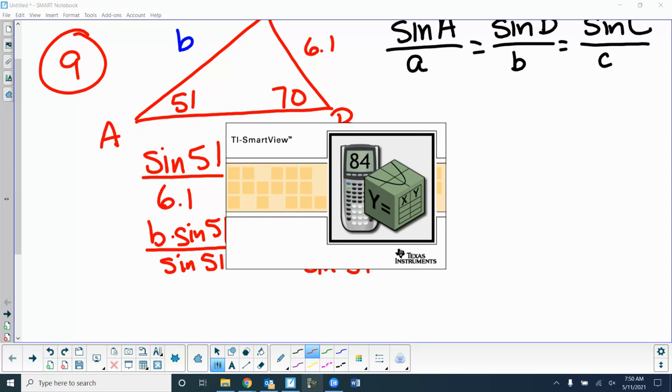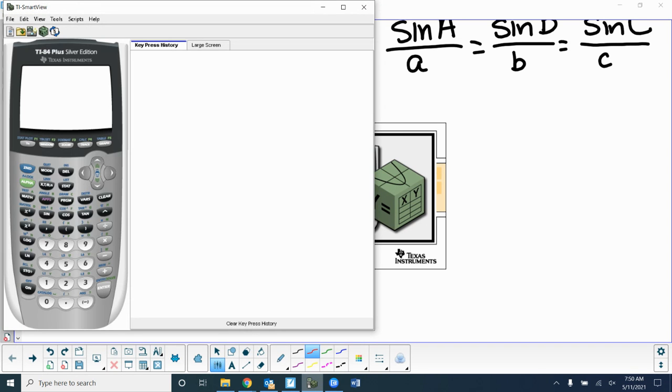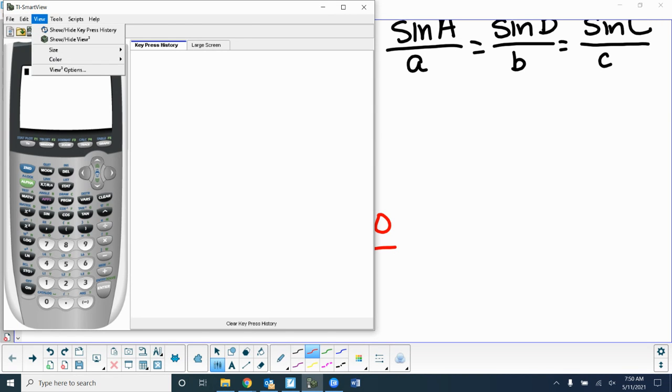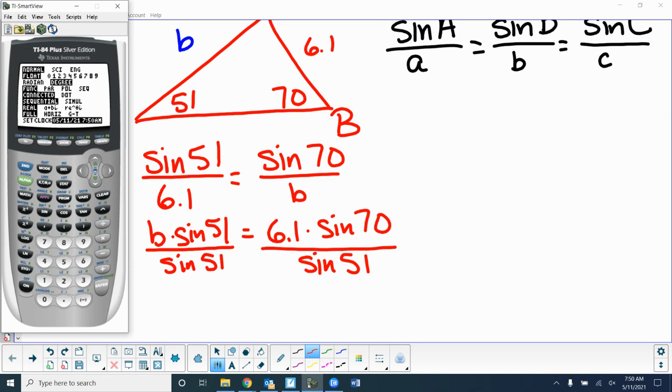So when we do this, again, make sure your calculator is in degree mode. So I hit my mode button just to make sure I'm still in degree mode. All right, so I'm going to go 6.1 sine 70. Whenever you hit sine and cosine and stuff, it gives you that left parenthesis. Close up the parenthesis, divided by sine 51. Close that up. So that's 7.48, or I'm sorry, 7.38, which is our choice of letter D.